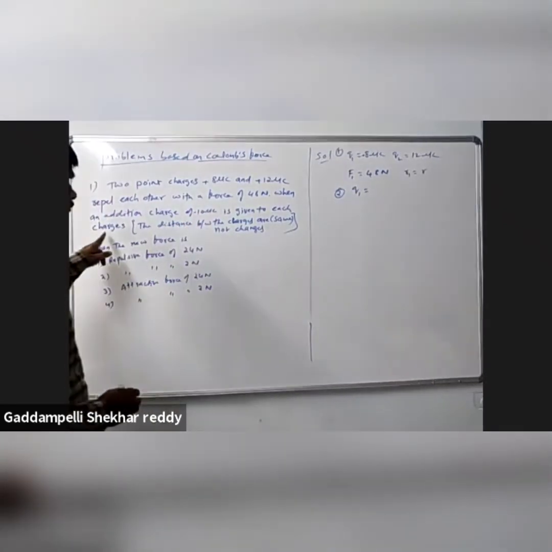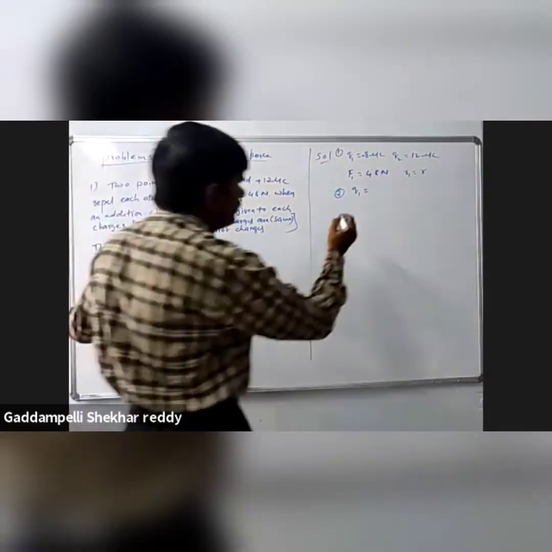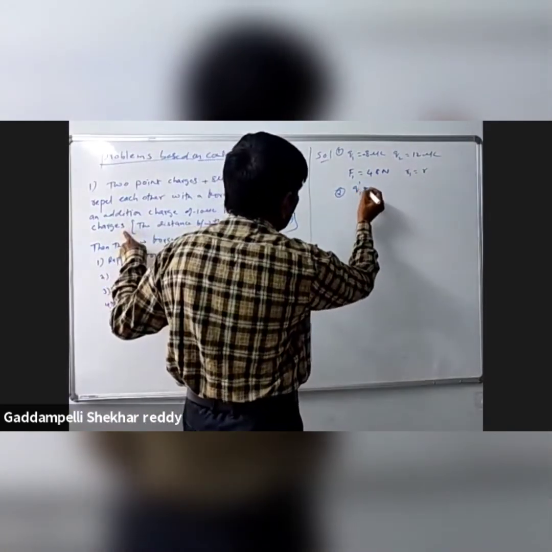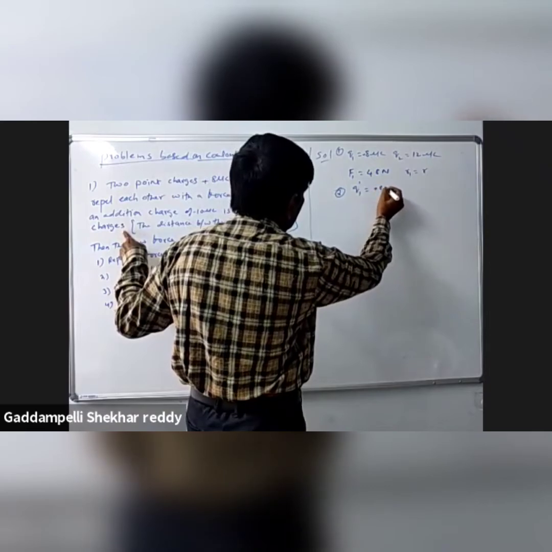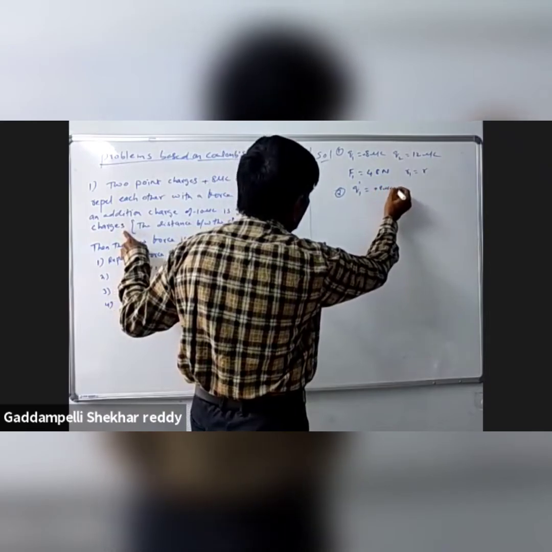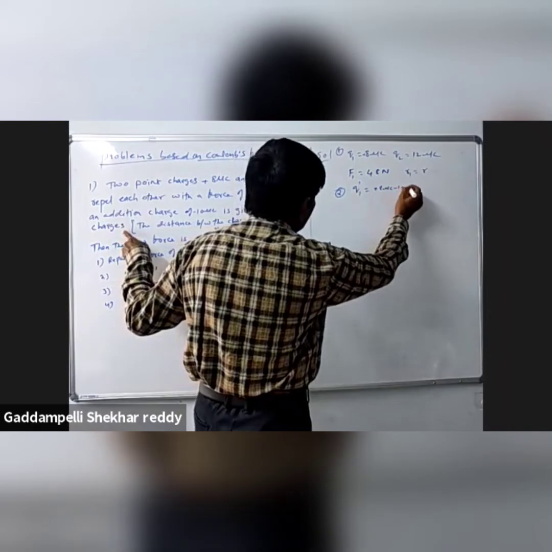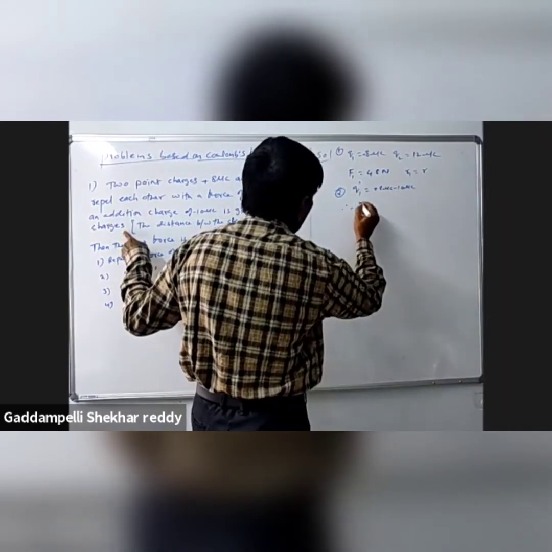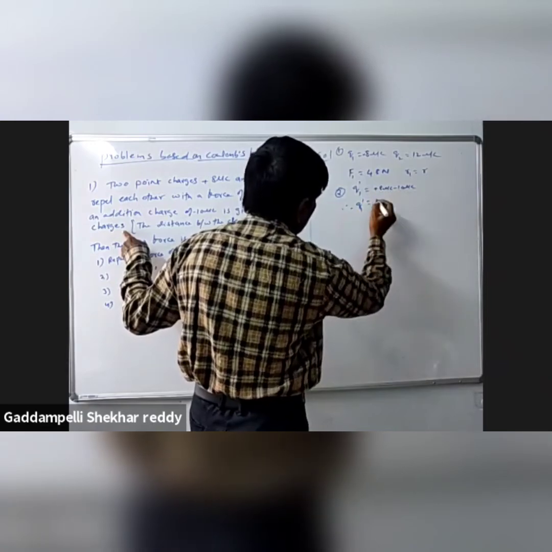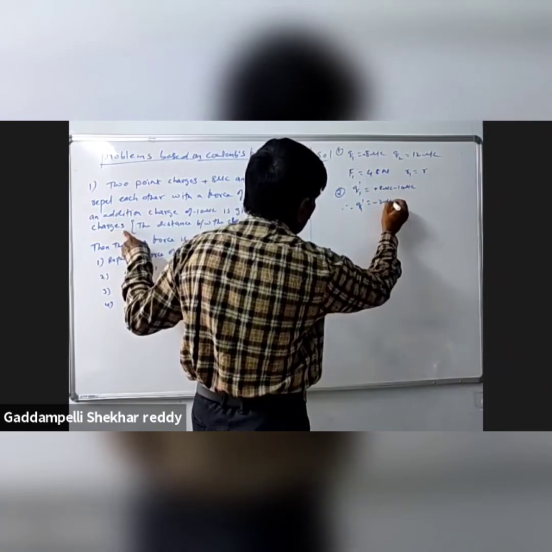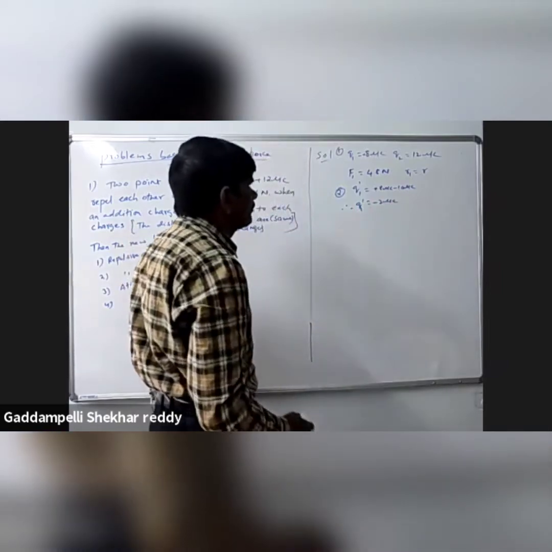Minus 10 microcoulomb is given to each charge. That means for Q1, the second Q1 dash is plus 8 microcoulomb minus 10 microcoulomb. Therefore, Q1 dash is equal to how much? Plus 8 minus 10, that means minus 2 microcoulomb.